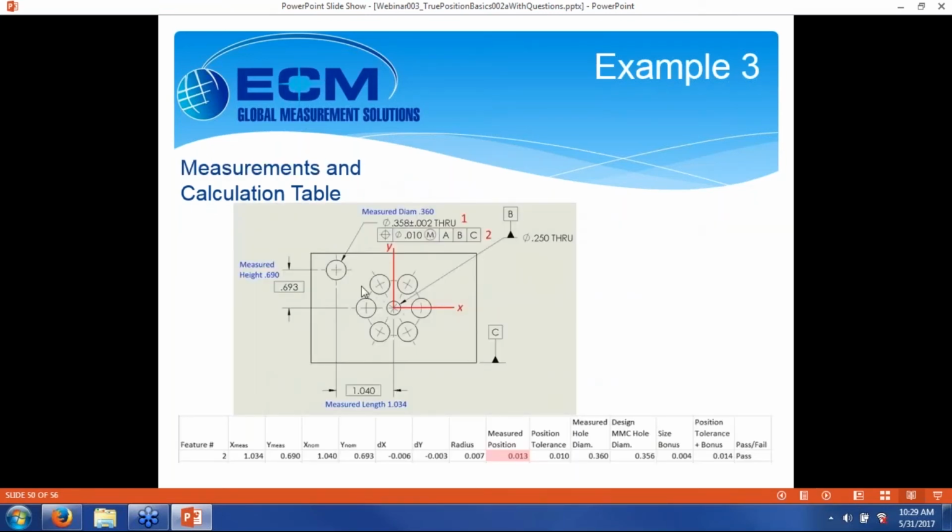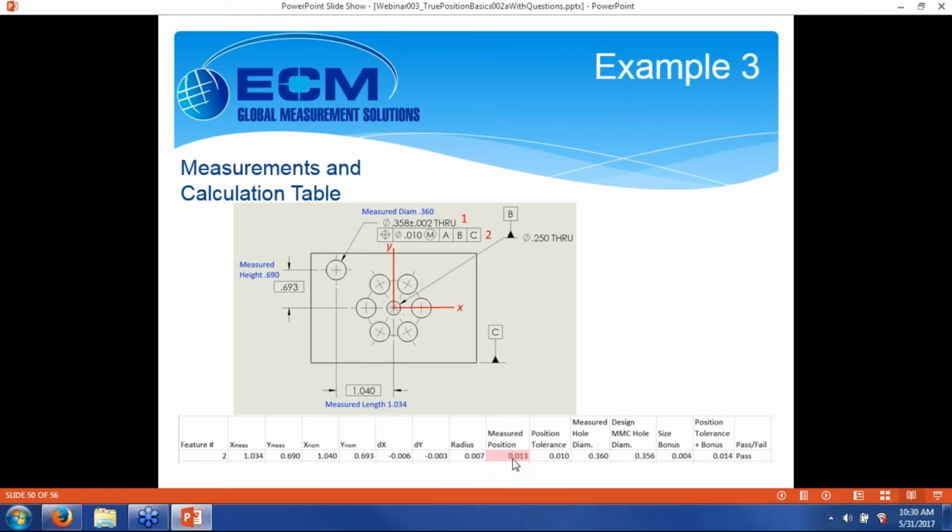All right, going through here, our measured values. We measured 360 instead of 358 on the diameter of the hole. We measured 690 instead of 693 up from the x-axis. We measured 1 inch 34 thousandths instead of 1 inch 40 thousandths. And we see the math down here, right? Our x was 6 thou off. Our y value was 3 thou off. The radius, that works out to about 7, a little over 7. But we've rounded here in the table.